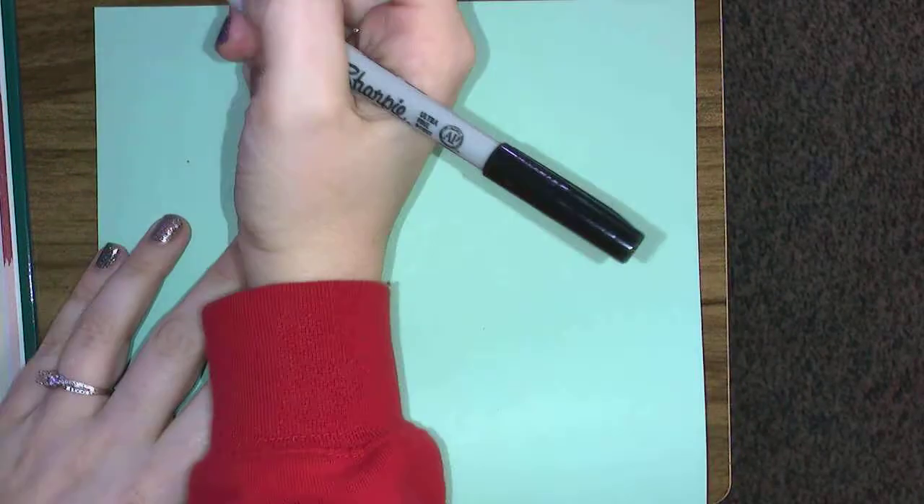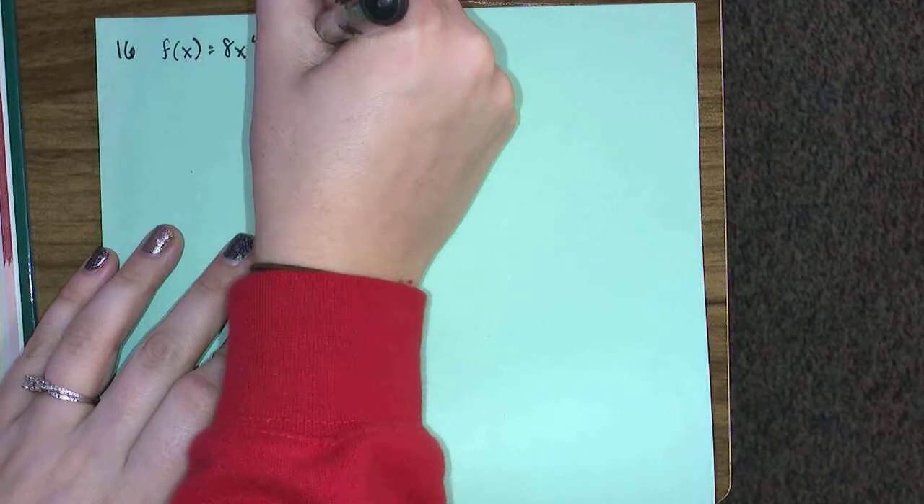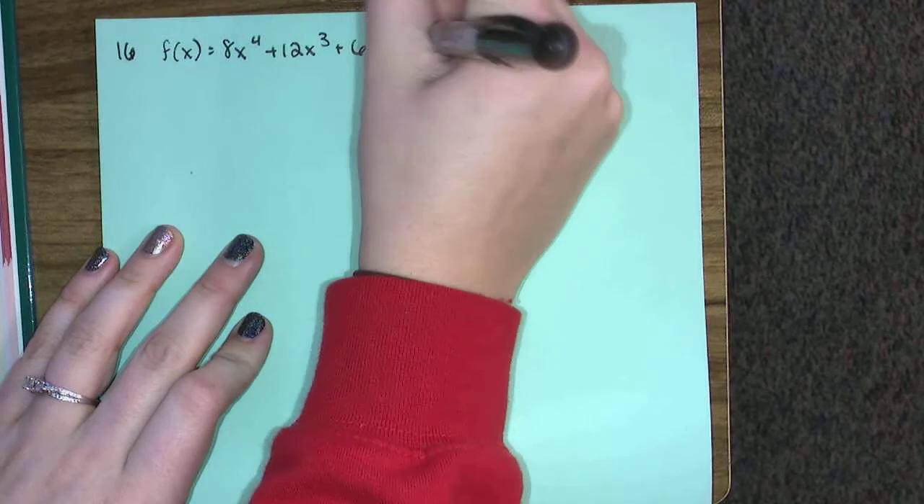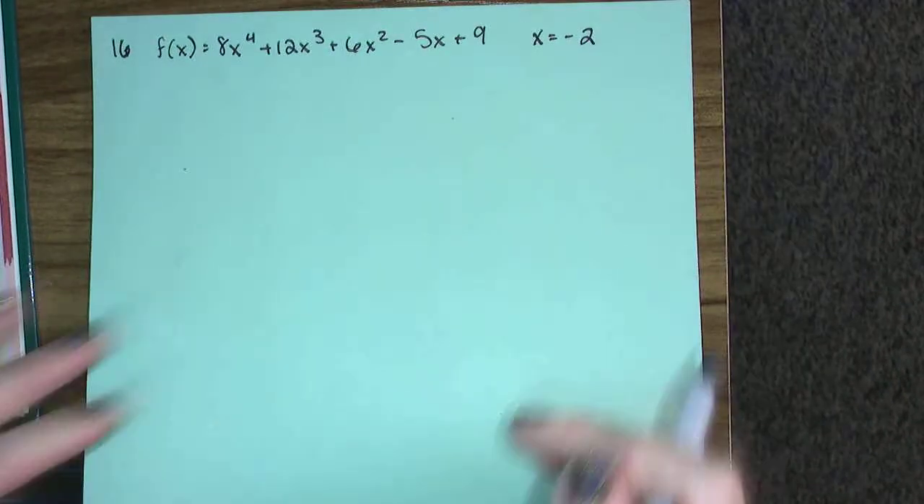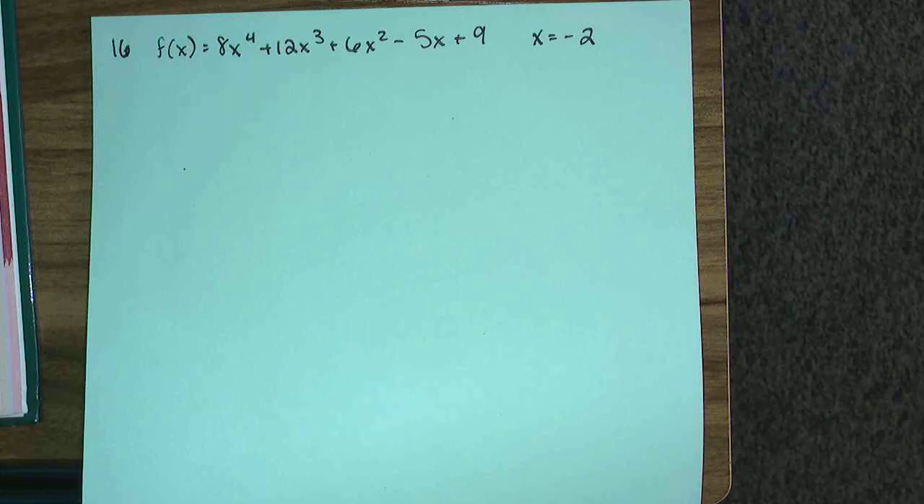Let's see. So 16. This is all still 5.2. f of x is equal to 8x to the fourth plus 12x cubed plus 6x squared minus 5x plus 9, and we're told that x is equal to negative 2. Obviously you may be like, oh, I could just do this by direct substitution. You absolutely could, but that's not what the instructions say. So we're going to set it up for synthetic.